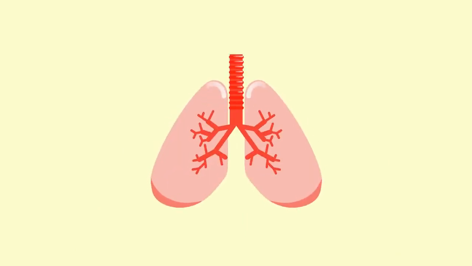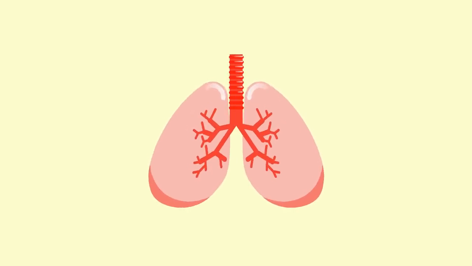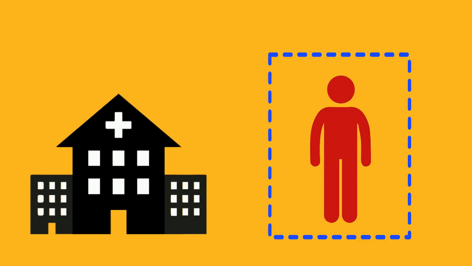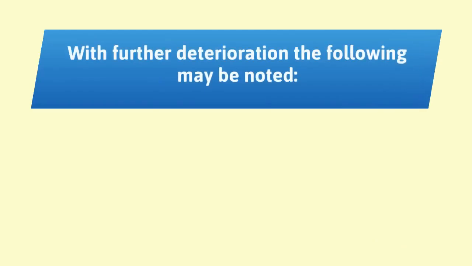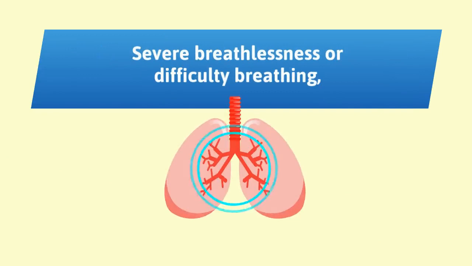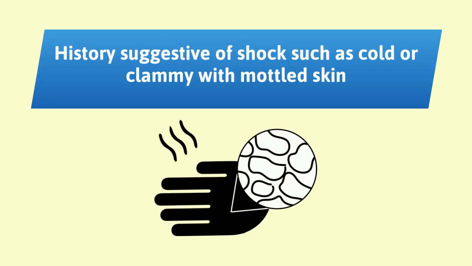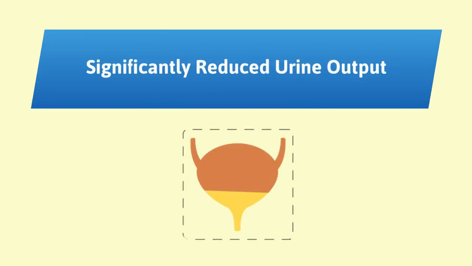New progressive breathlessness is the key clinical feature indicating a deterioration, or acute onset confusion in older people. Patients discharged to self-isolate at home should be advised to return if they deteriorate. With further deterioration, the following may be noted: severe breathlessness or difficult breathing, chest pain, cyanosis, history suggestive of shock such as cold or clammy with mottled skin, new onset of confusion, increasing lethargy or significantly reduced urine output.